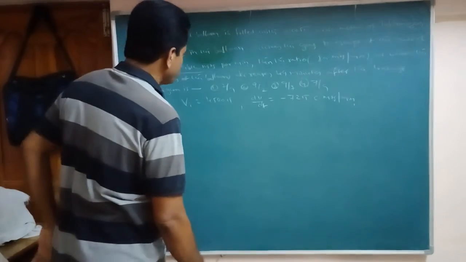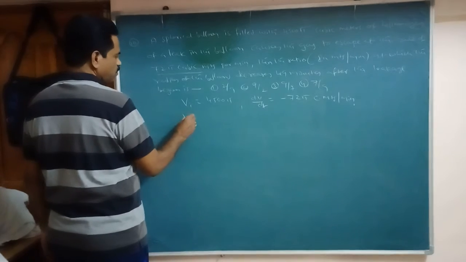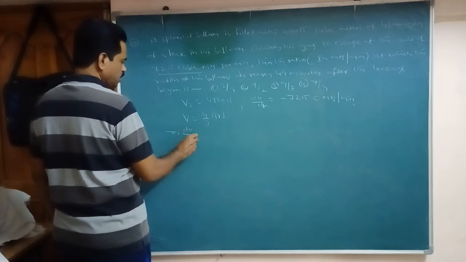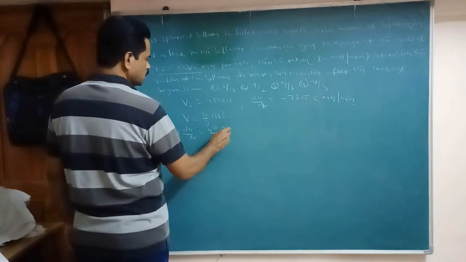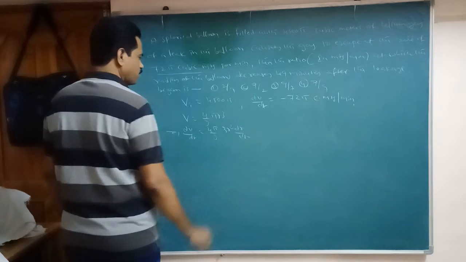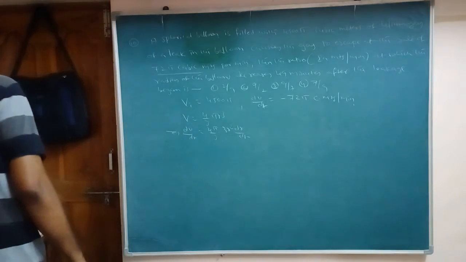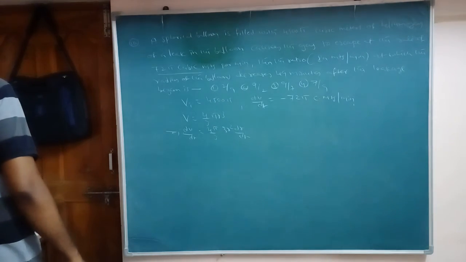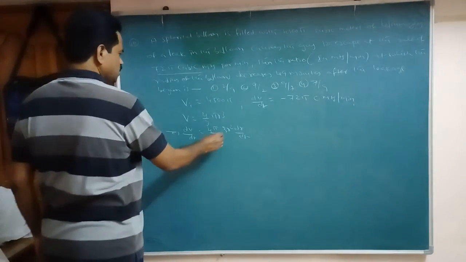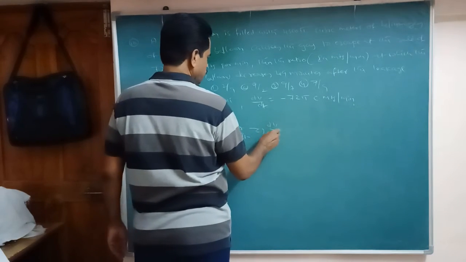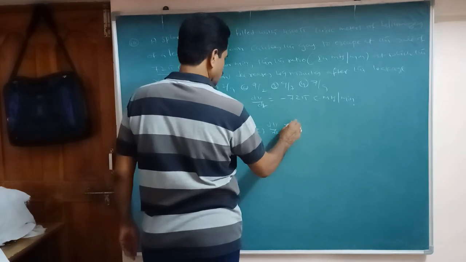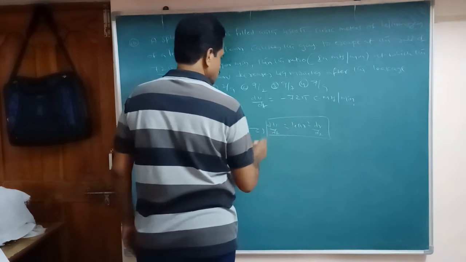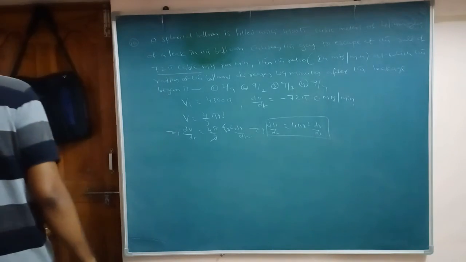Next, volume of the sphere. First, volume of the sphere is what here? 4/3 pi r cube. So dV by dt equal to 4 pi by 3 times 3r square dr by dt. So dV by dt equal to 4 pi r square dr by dt.